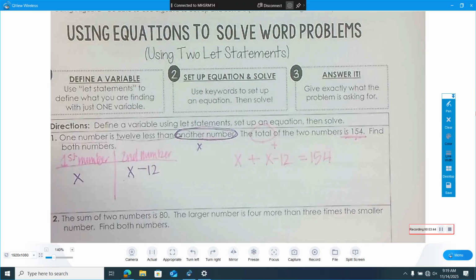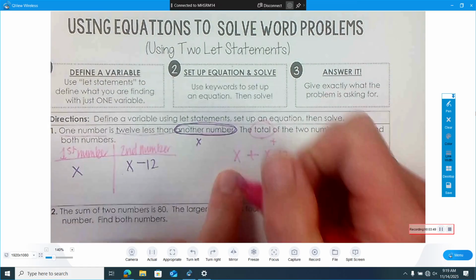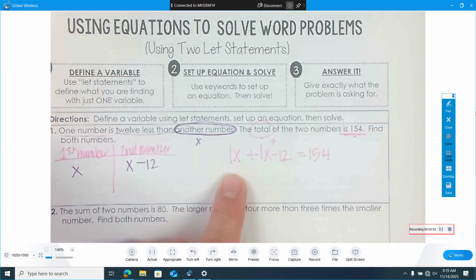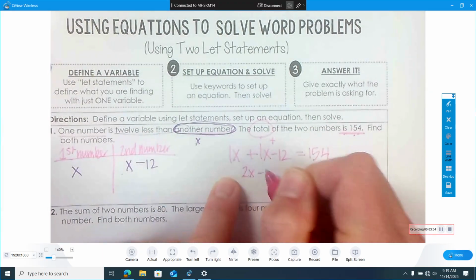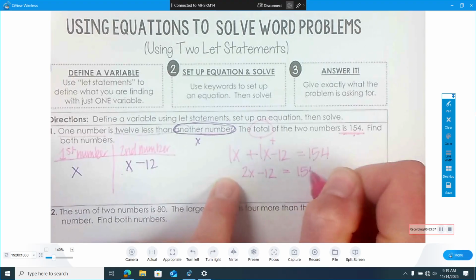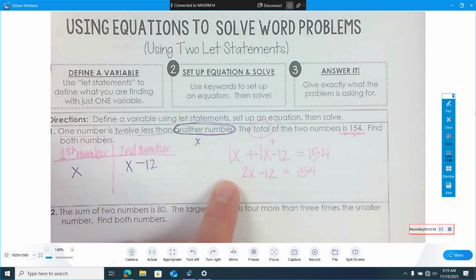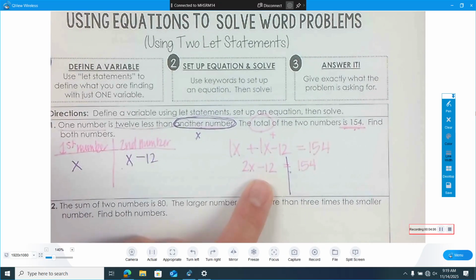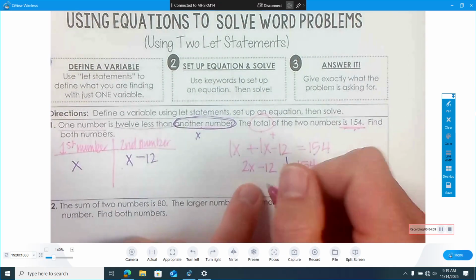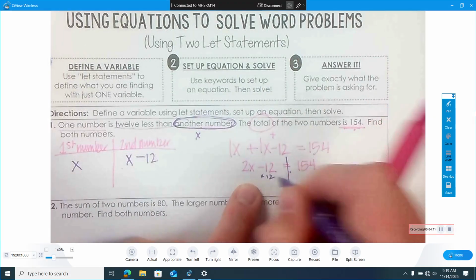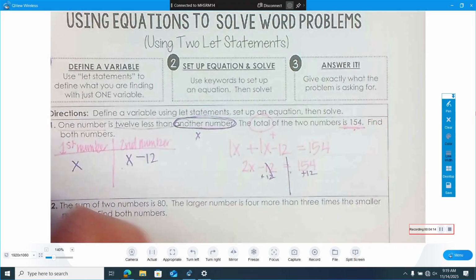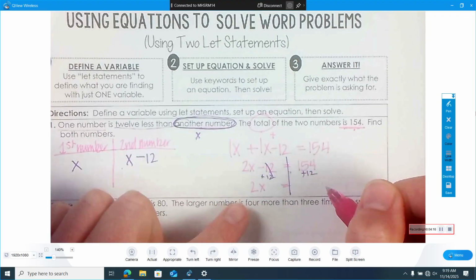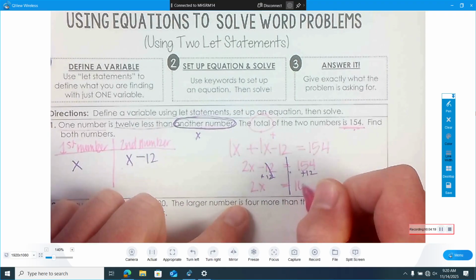All right? Well, guess what, you guys? You just set up your algebraic equation and we get to solve it. I have 1x plus 1x, which gives me 2x minus 12 equals 154. I'm going to go ahead and draw my wall and solve for x. So how do I solve? How do I get x all by itself? All right, we can start by adding 12 to both sides. So I get 2x equals 166.